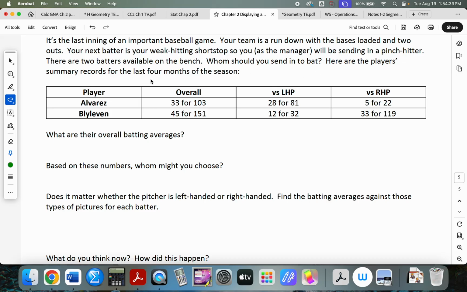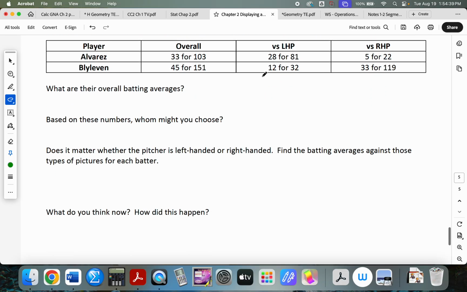Here are the players' summary records for the last 4 months of the season. That's a pretty good sized sample. You haven't looked at the whole season, but you're looking at the most recent 4 months. That may be too much, but it gives you an idea how they're doing.